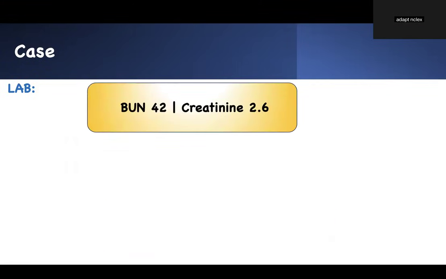Now, if I tell you the BUN is 42, what do you know about it? Creatinine 2.6. What do you know about it? I can tell you creatinine is abnormal. BUN is abnormal, right? The normal value of creatinine is about 0.5 to 1.2, depending on the condition. And the BUN is 10 to 20.